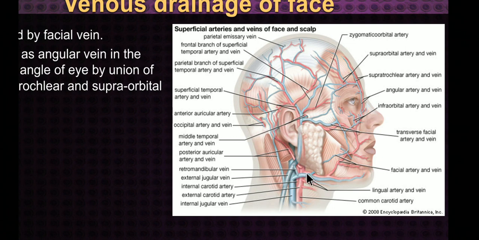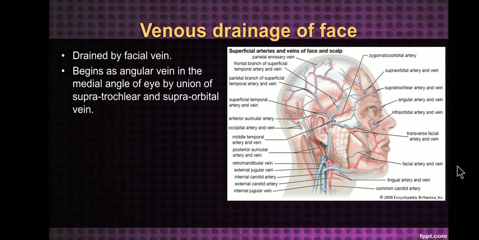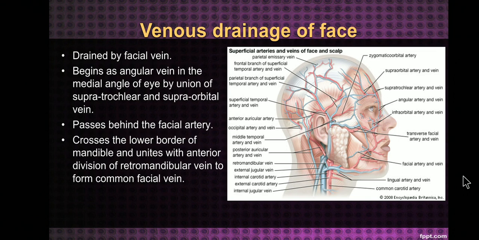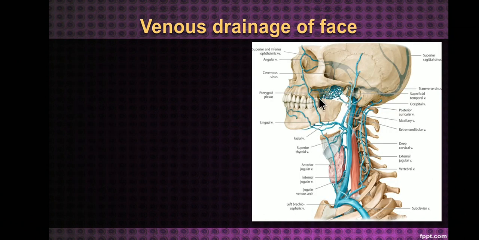common facial vein. So the common facial vein is formed by the union of the facial vein with the anterior division of the retromandibular vein. And finally, it drains into the internal jugular vein. Now, the facial vein also has connections with the intracranial venous sinuses. Mainly, it connects with the superior ophthalmic vein and also with the cavernous sinus. So here you are able to see the two communications.